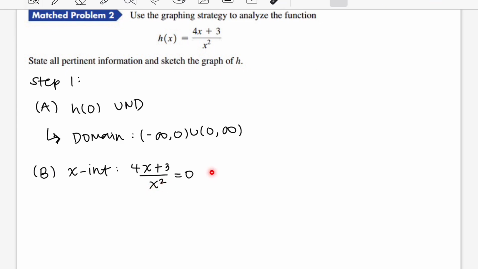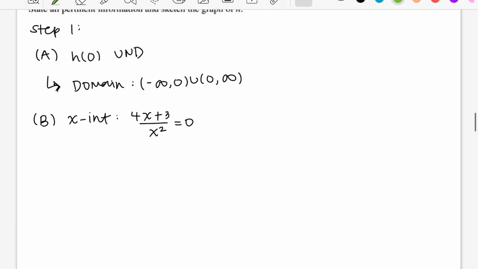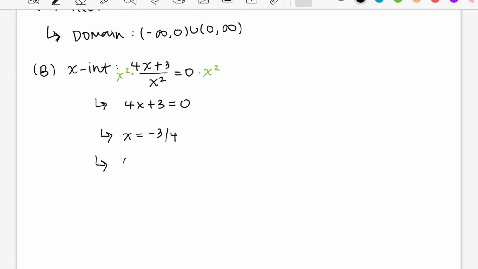So we can multiply by x squared on both sides to cancel these. So multiply by x squared. So then we're left with 4x plus 3 is just equal to 0, since 0 times x squared is going to be 0. And then solving for x, we'll subtract 3 on both sides and then divide by 4. So we get x is equal to -3/4. So this tells us our x-intercept is going to occur at this point here.